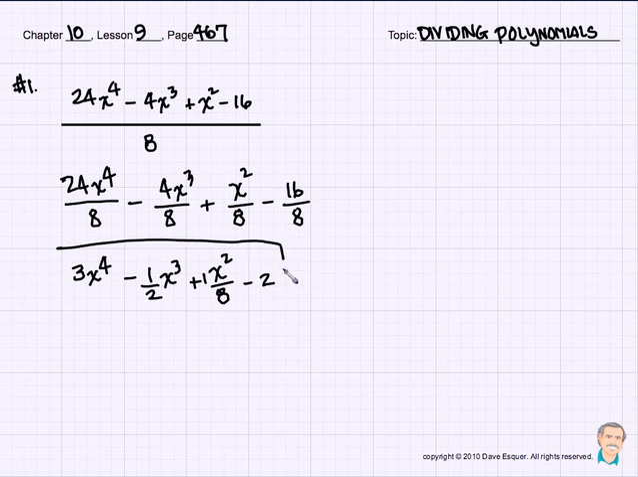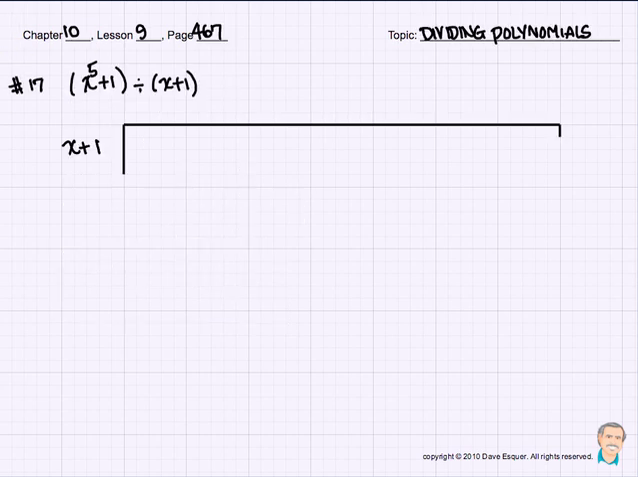So there's our answer, nice and simple, not so bad for this one. 3x to the fourth minus 1/2 x cubed plus x squared divided by 8, or 1/8 x squared, minus 2. Pretty simple when there's only one number in the denominator. Let's try something like number 17, x to the fifth plus 1, all that divided by x plus 1.